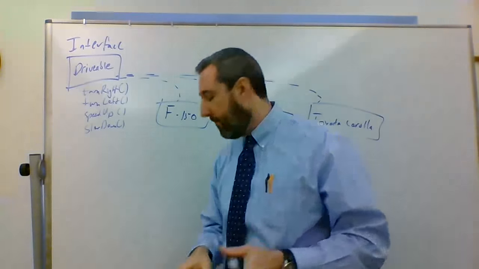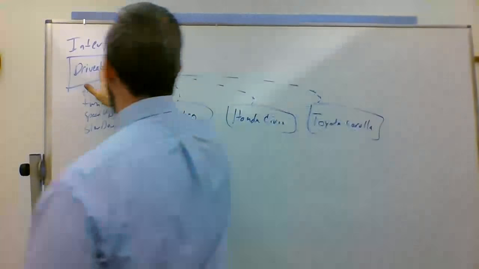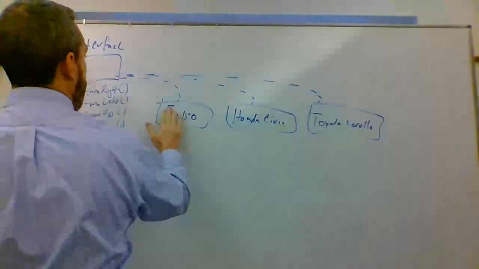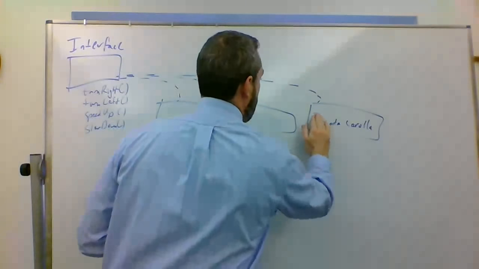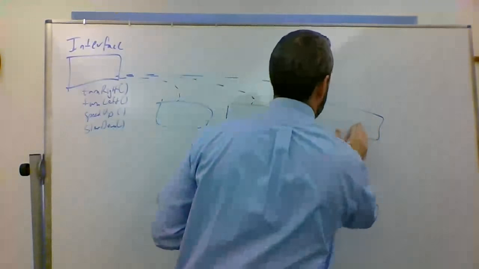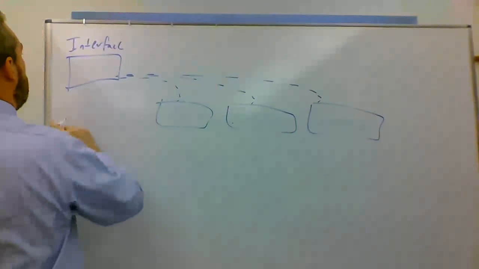So let's use a different example and talk about this in a Java program. So instead of the drivable interface, let's think about a common interface in the Java language called comparable.